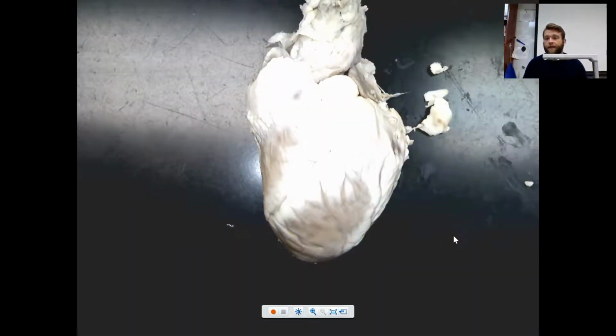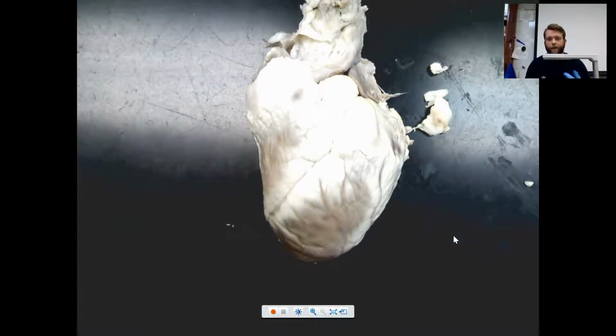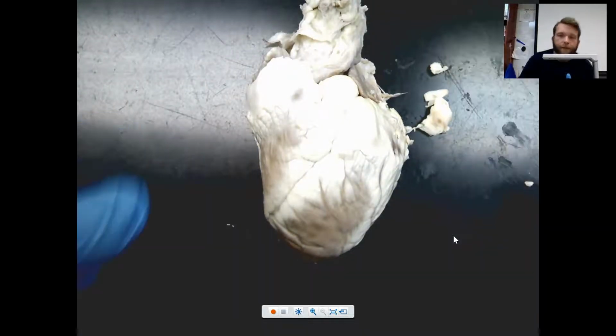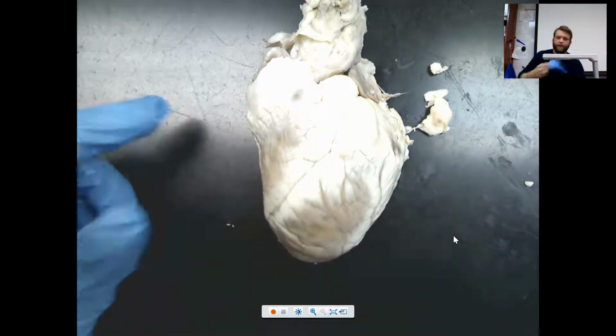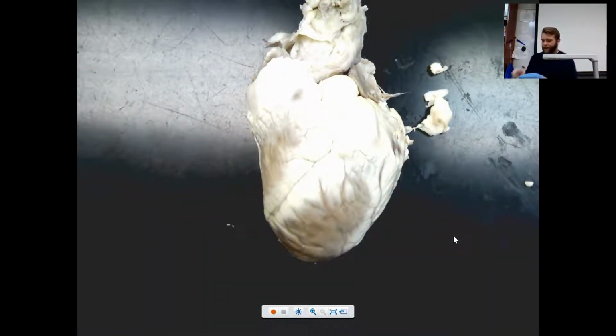Okay, ladies and gents, so this is a video that's going to go over all of the different parts of the heart. I'm going to describe the different features, where they're located, and identify them on the heart. So let me put my other glove on here.